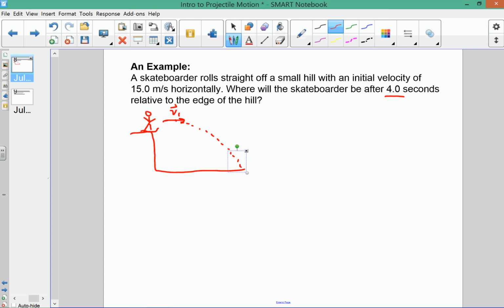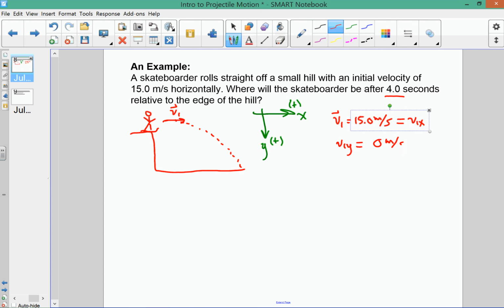So here are the things that we know. First of all, I want to define coordinates. These are the easiest ones to define. So my y direction I'm going to call down positive, and in my x direction I'll call right positive. Now here's the things I'm given. The initial velocity is 15 meters per second in my positive direction, but this is really just my initial velocity in x. And it's purely in the x direction because it's purely horizontal. My initial velocity in the y direction is just 0 because there's no component of this initial velocity that is vertical.